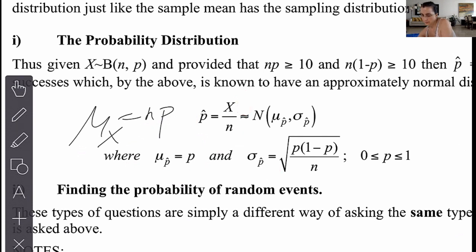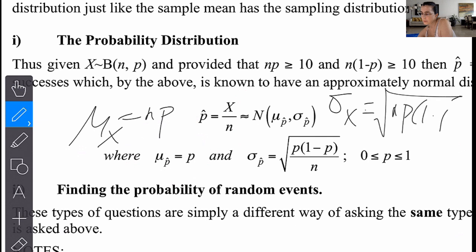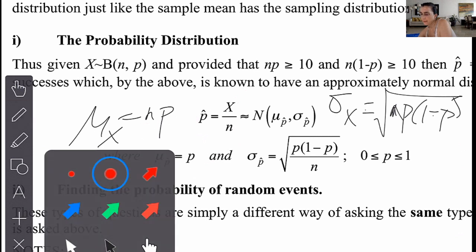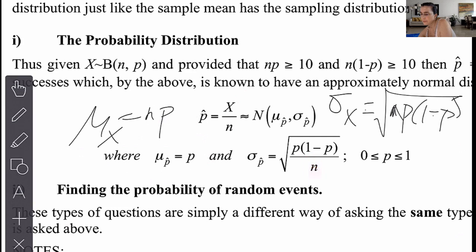Similarly, sigma x, which is the square root of np(1 minus p), that's an n there. The sigma of p hat is just the sigma of x divided by n. If I divide this by n, I will get that, and you can see that in the calculations below. So verify that.